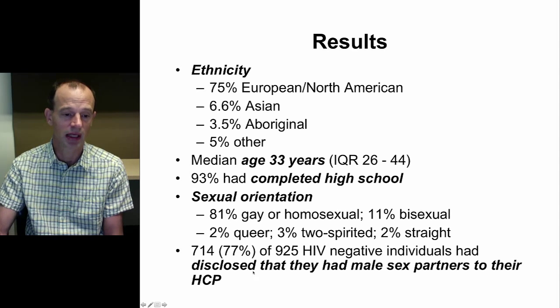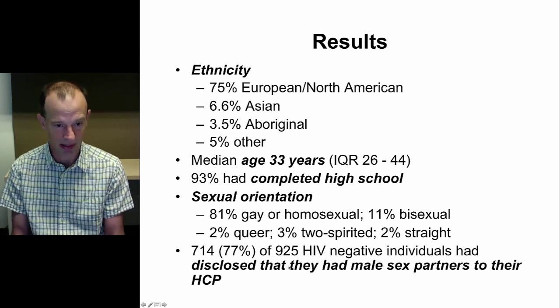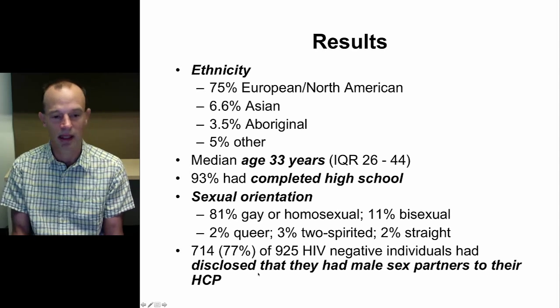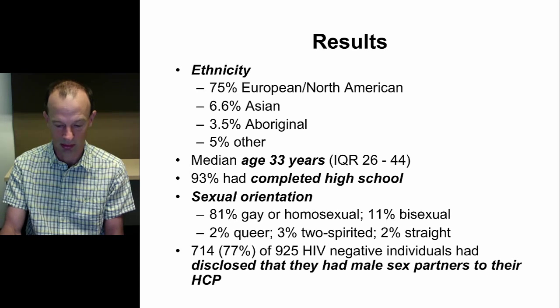What we found is that of the HIV negative individuals, 77% of these participants said that they had actually disclosed that they had male sex partners to their healthcare provider. We're primarily interested in this because disclosure of having male sex partners would probably be the first step in being offered an HIV test for these men, if it was based solely on the risk of being men who have sex with men.